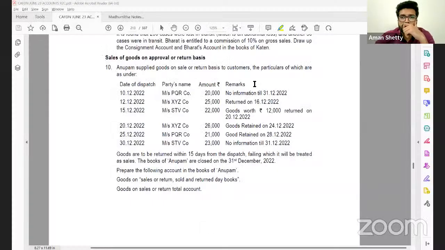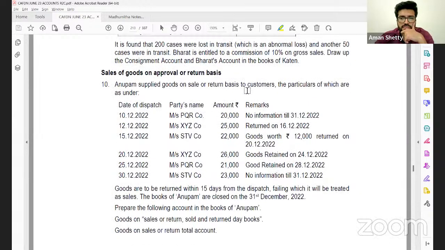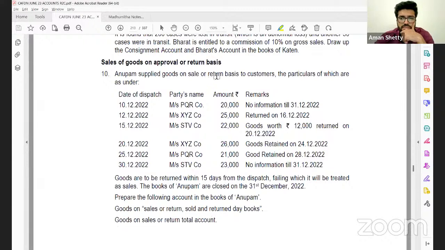Is one of you going to read the problem? Anupam supplied goods on sale or return basis to customers, particulars of which are as under. Date of dispatch 10th December 2022, Messrs. PQR Company 3000. No information till 31st December.